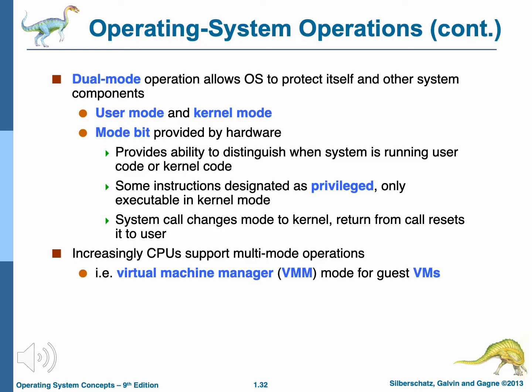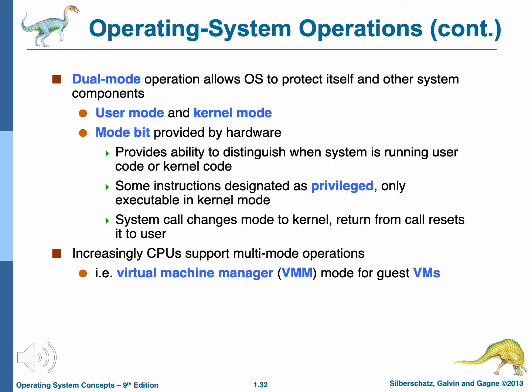The lack of a hardware-supported dual mode can cause serious shortcomings in an operating system. For instance, MS-DOS was written for the Intel 8088 architecture, which has no mode bit and therefore no dual mode. A user program can wipe out the operating system by writing over it with data, and multiple programs are able to write to a device at the same time with potentially disastrous results.